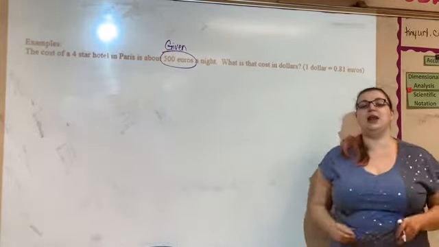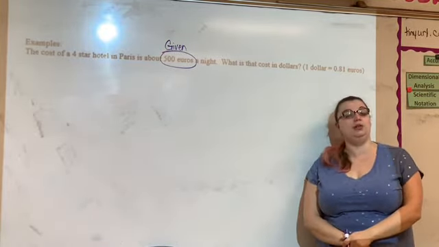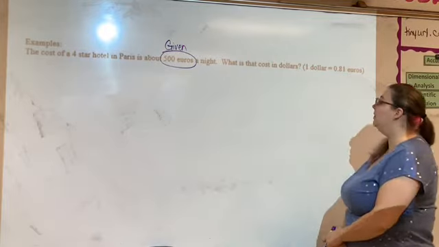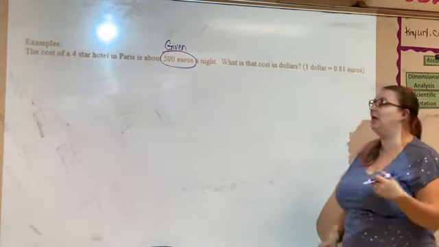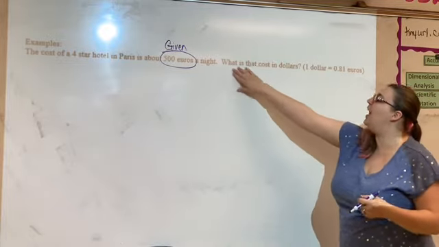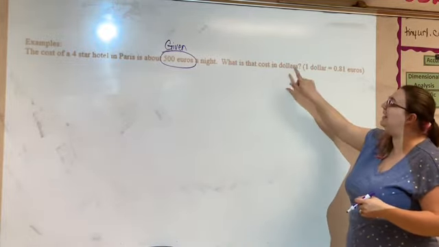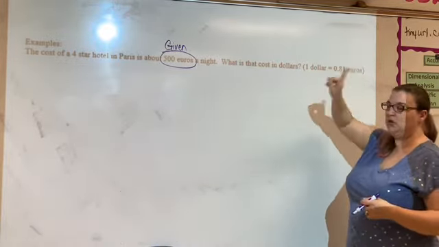The second thing I would ask you to do is to circle and label the unknown, okay? And the unknown is going to be the unit they are asking you to find. So it's going to be in the question. You find the question, and you read the question. It says, what is that cost in dollars? That's my unknown. That's the unit they want me to find. So let's circle and label dollars as our unknown.